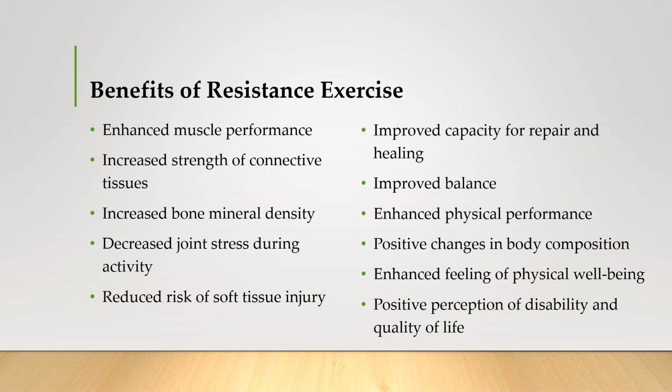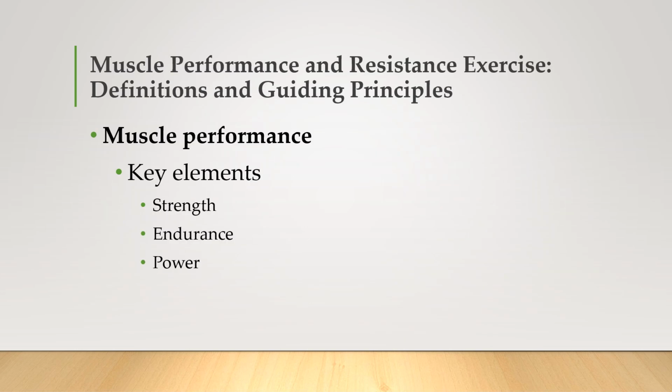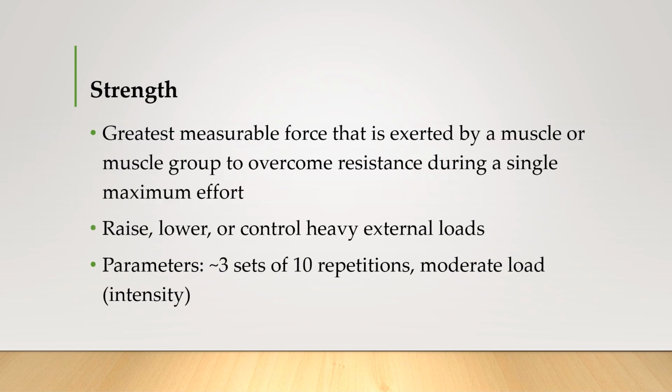And then the two things that a lot of people always forget about are the enhanced feeling of physical well-being and a positive perception of disability and quality of life. So the three things that you're really going to have to focus on in this chapter are these elements of muscle performance. We're looking at strength, we're looking at endurance, and we're looking at power. We'll talk about what those each mean here in just a second.